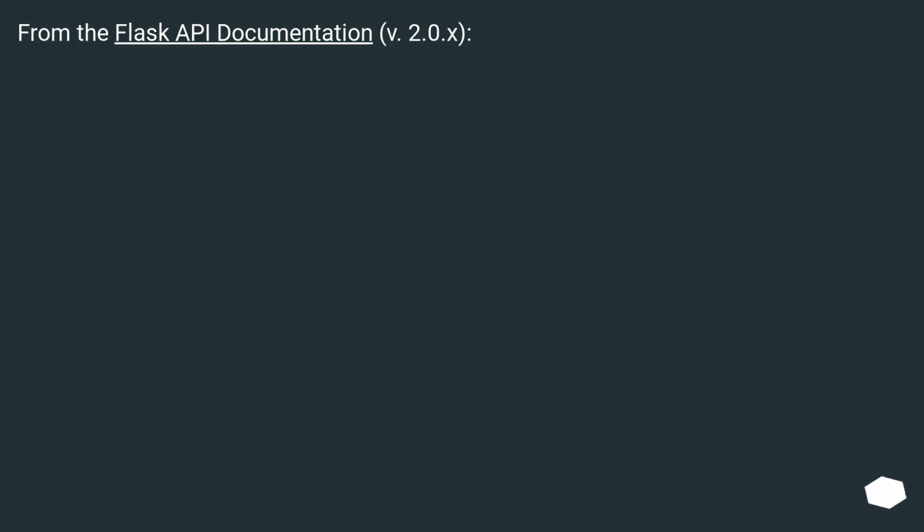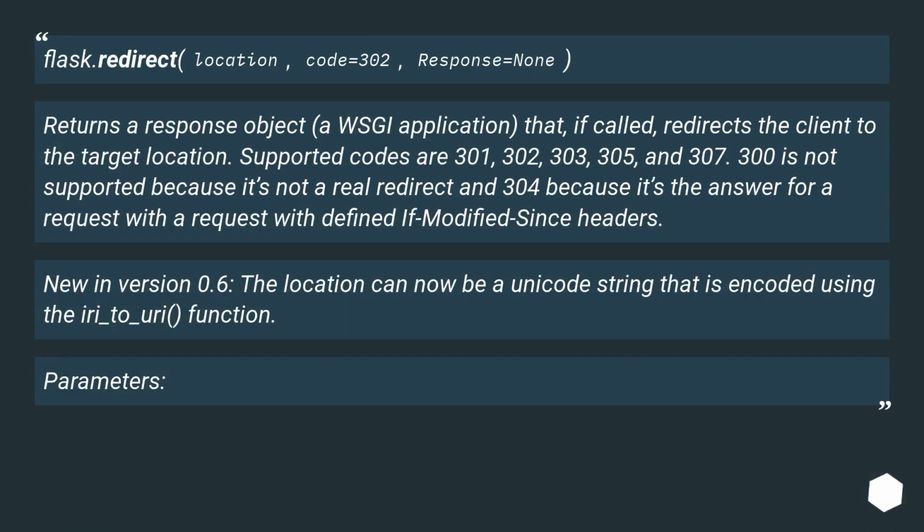From the Flask API documentation, v2.0.x. flask.redirect(location, code=302, Response=None) returns a response object, a WSGI application that, if called, redirects the client to the target location. Supported codes are 301, 302, 303, 305, and 307. 300 is not supported because it's not a real redirect, and 304 because it's the answer for a request with a defined If-Modified-Since header. New in version 0.6.